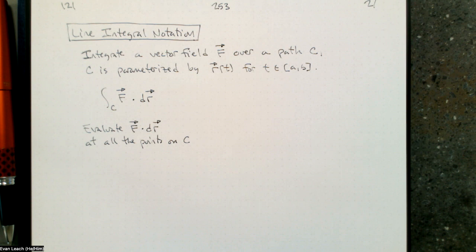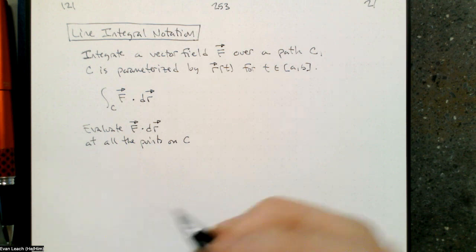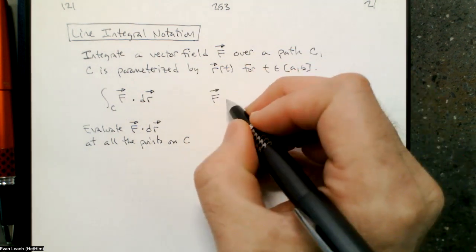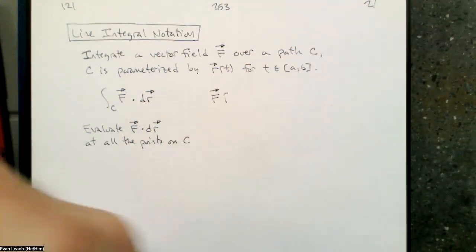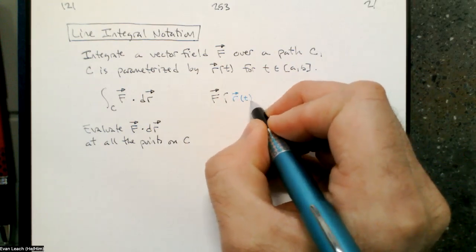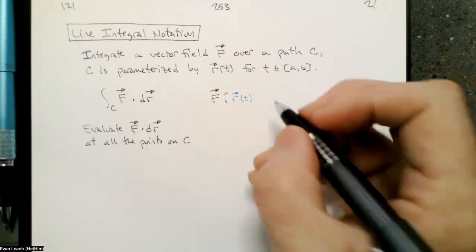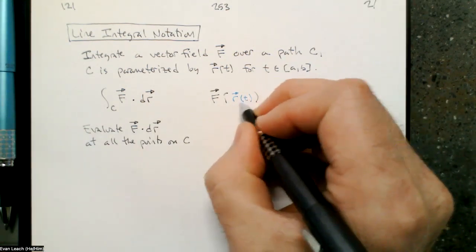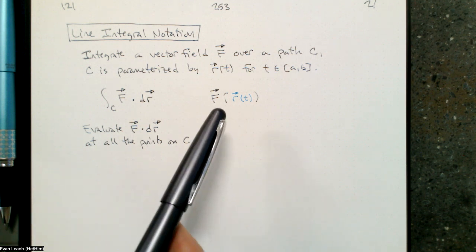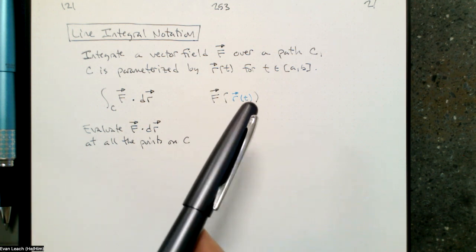Let's talk about how we're going to do this. C is parameterized by r of t. So at all these points, I'm going to need the vector field. The vector field that we're integrating, I'm going to need to evaluate this at the parameterization at all these points. So here we are evaluating the vector field at all the points on the curve. That's what that part of the expression means. This is the vector from the vector field at all the points on the curve.